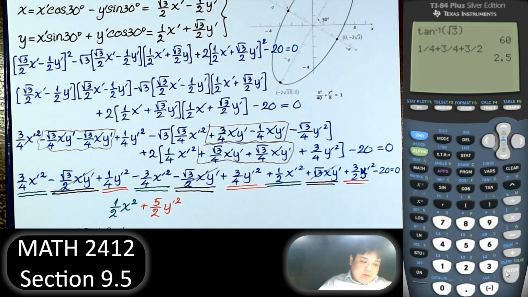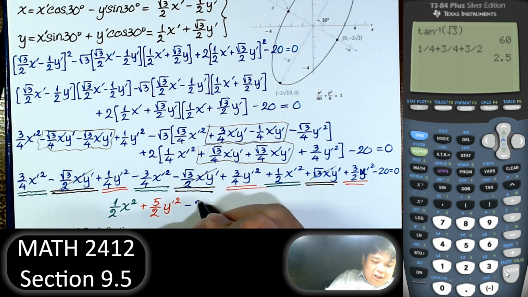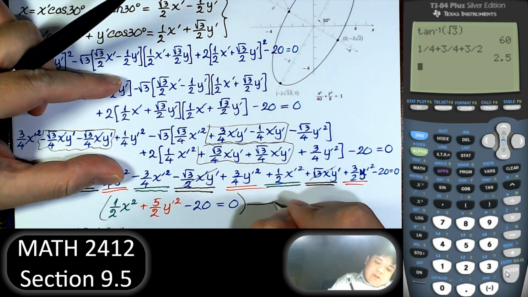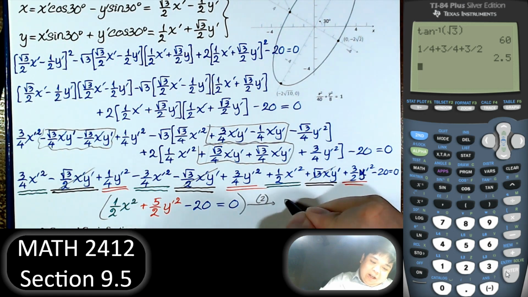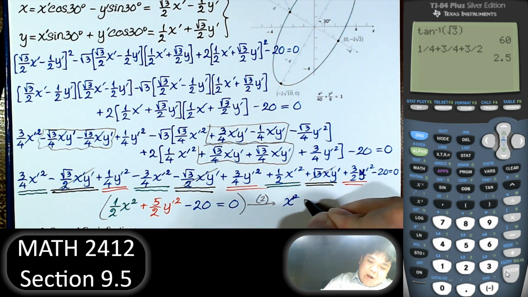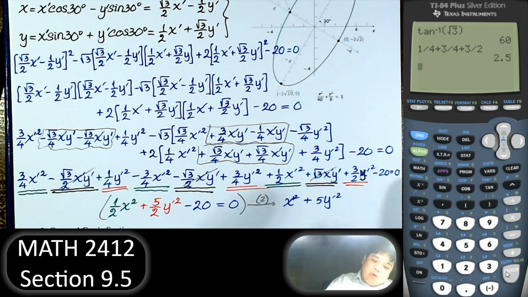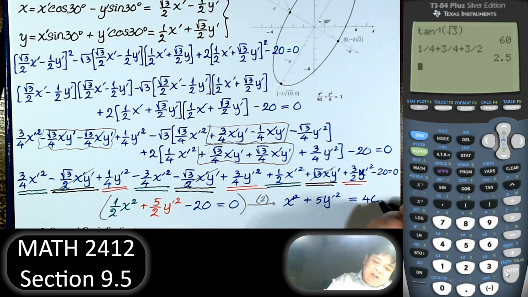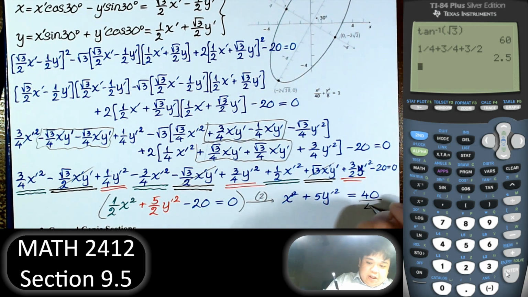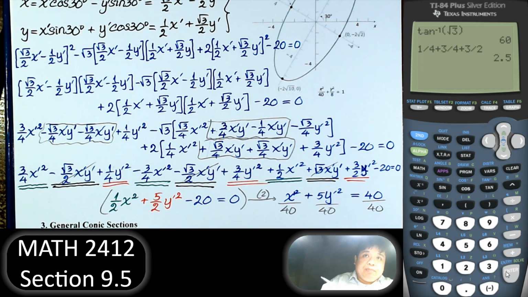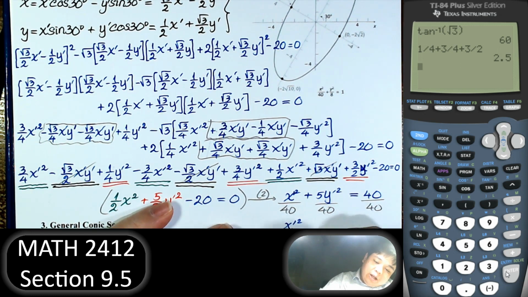Right, minus 20 equal to 0. Of course, to get rid of fraction, multiply everything by 2. We have x prime squared plus 5y prime squared equal to 40, but I will write 40 on this side. And finally, to turn into the standard form, I need to divide by 40 because we need 1 on the other side. So I have x prime squared over 40 plus y prime squared over 8 equal to 1.